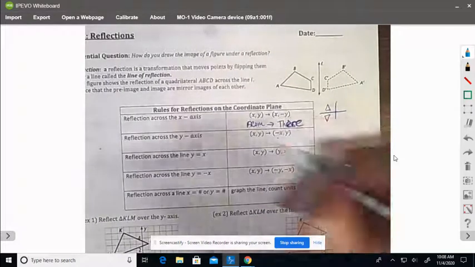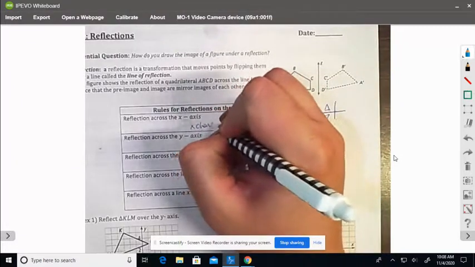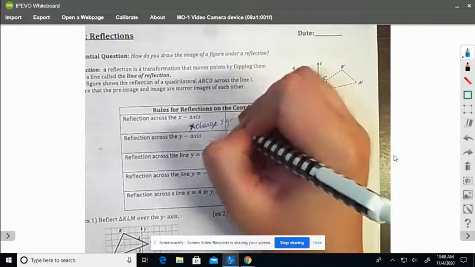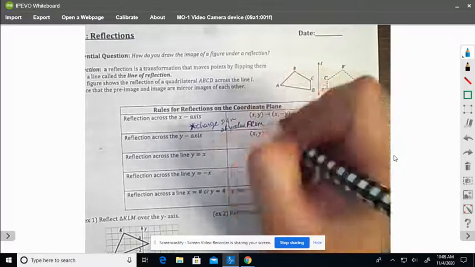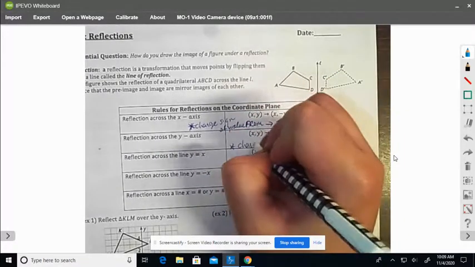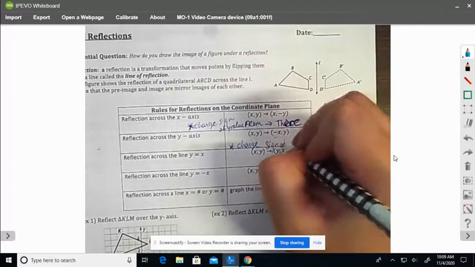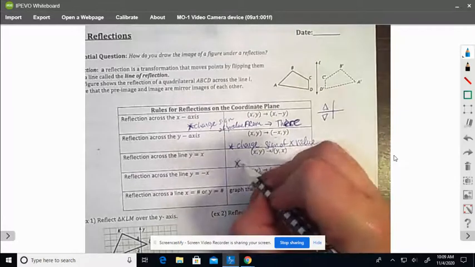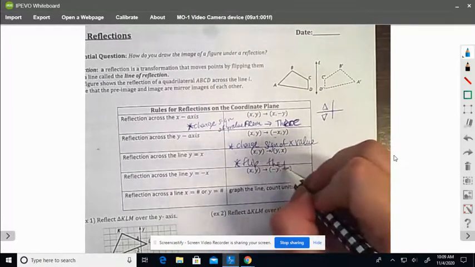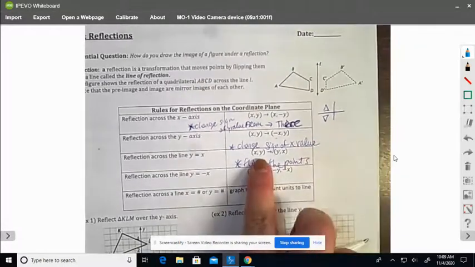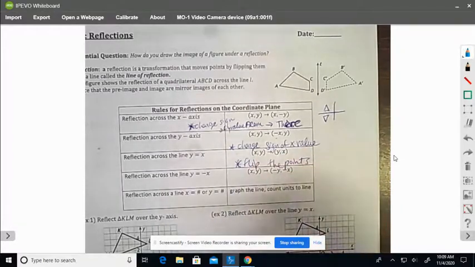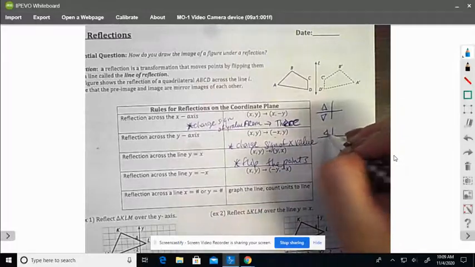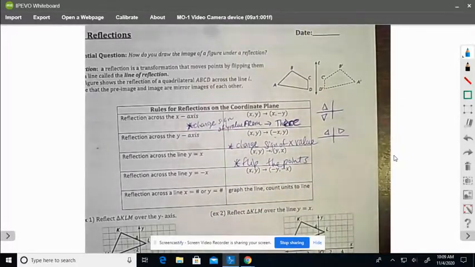Okay, so this one we change the sign of y value. For this one, we change the sign of x value. For this one, we flip the points. So it goes from xy, flip it around to yx. Now a reflection over the y-axis would look something like this. If I had this shape, it would flip over to look like that.